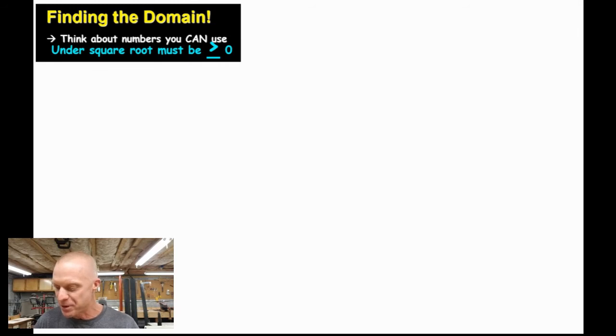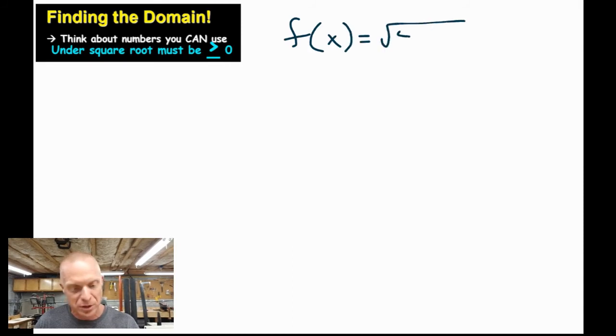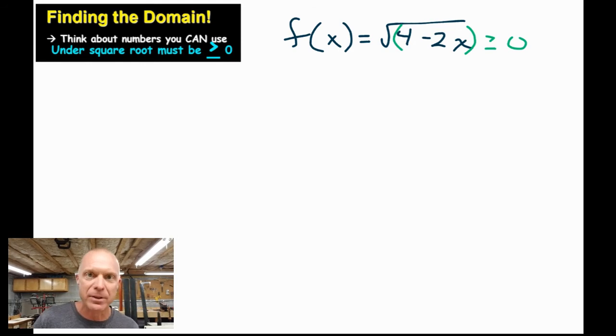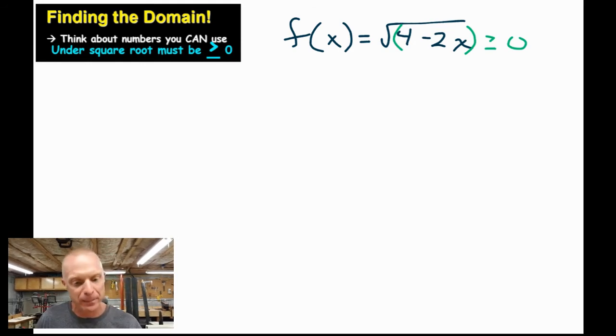Remember, if we have a square root, like maybe the function f of x equals the square root of 4 minus 2x, and we want to think about numbers we're allowed to plug in here, it's as simple as saying that whatever is under the square root, that is the 4 minus 2x, has to be greater than or equal to 0. Now remember, that's because you can't take the square root of a negative number, but I can take the square root of a number that's greater than or equal to 0.